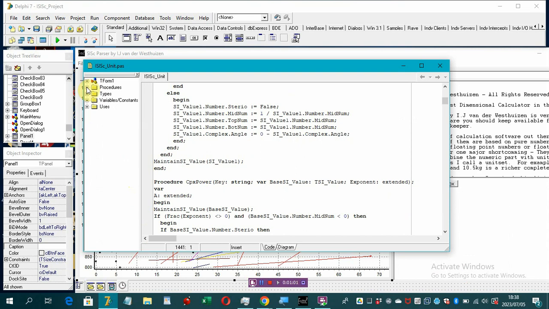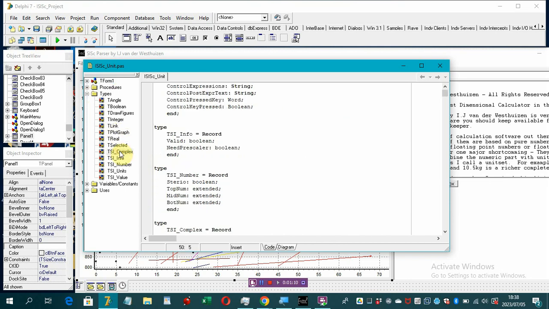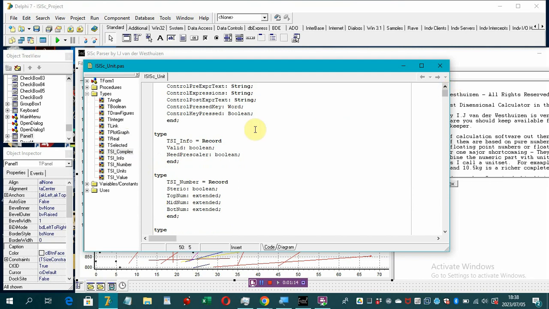There you can see your procedures and your types. Now I'm going to take you to types first, and there you will see TSC complex and TSC info. Okay, that is where we start. TSC info equals a record. Valid: in the end, it's all getting combined into a type SC value. When the value is valid, that boolean is true. When it's invalid, it's false.